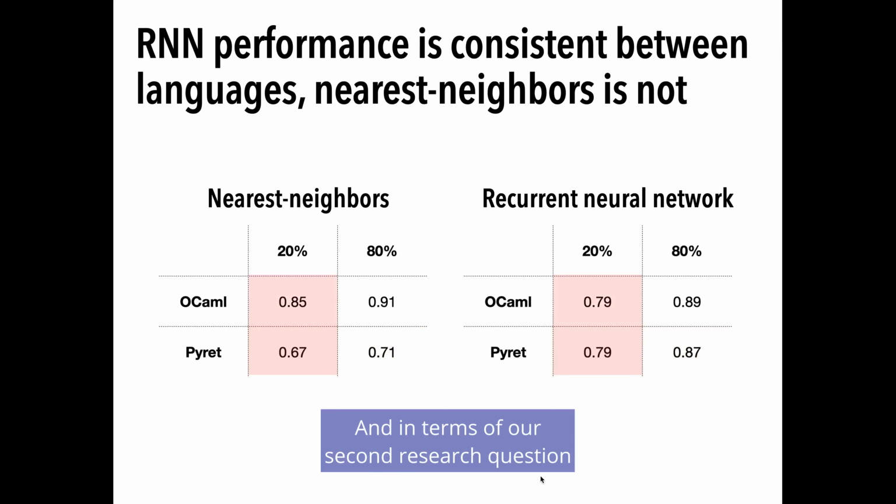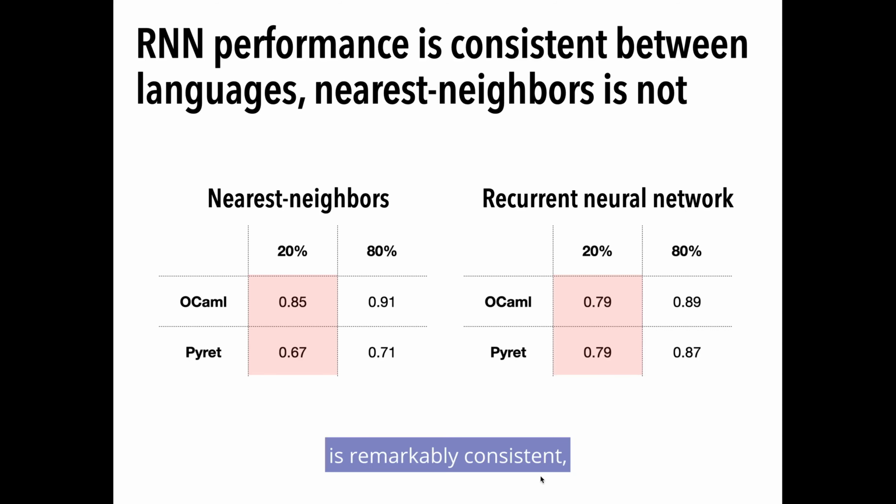And in terms of our second research question, how well does each model work across languages? Well, again, we can see the recurrent neural network is remarkably consistent, getting almost the same median accuracy at the 20 and 80% levels in both OCaml and Pirate. But nearest neighbors is substantively different in its accuracy between the two languages, indicating a greater inconsistency.